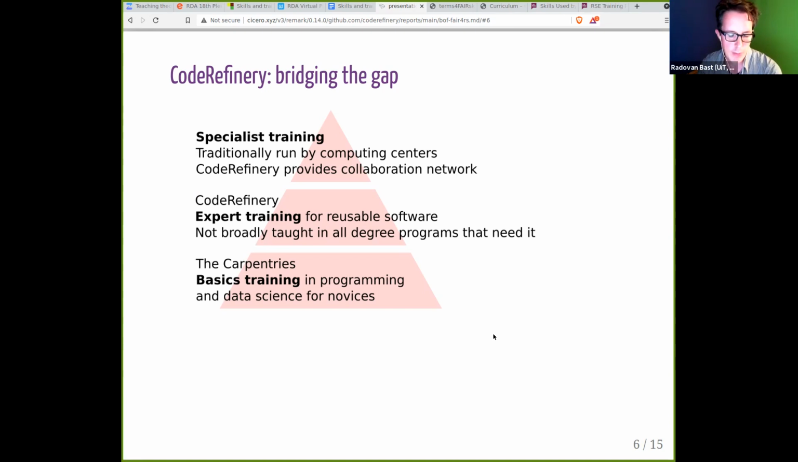Whereas Carpentries often target novices, our typical learner is somebody who already writes code or scripts in whatever language, but would like to take it to the next level, improve collaboration, improve reusability. And then what we would like to become is a kind of bridging gap between the Carpentries and more specialist training.